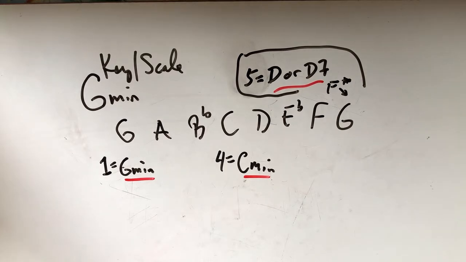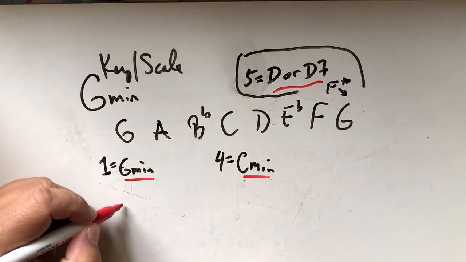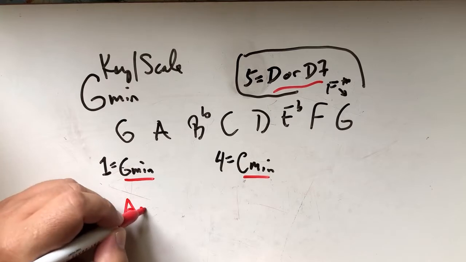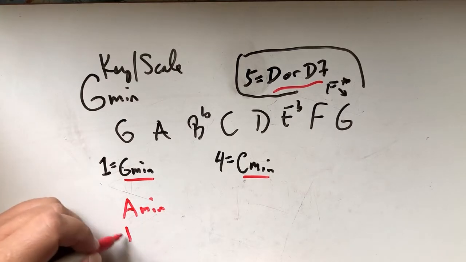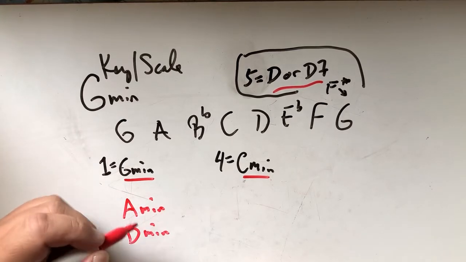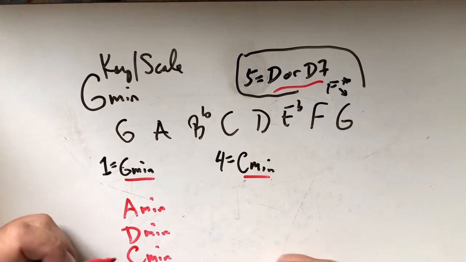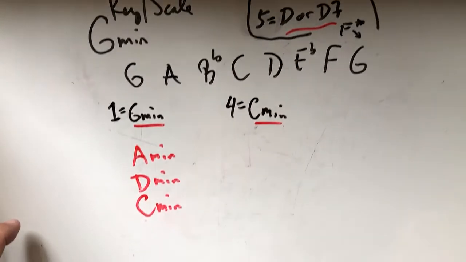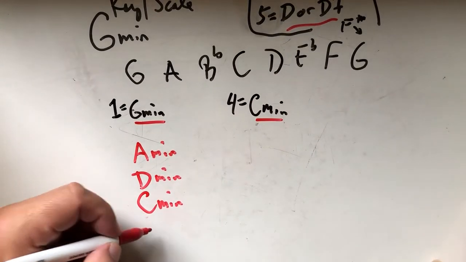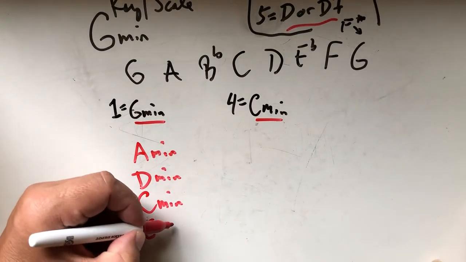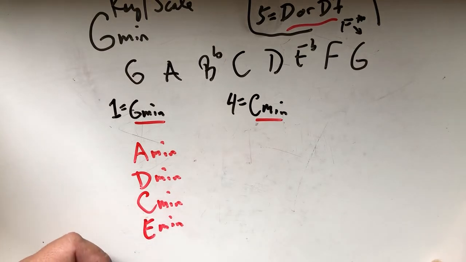But after that, you can say, well, I could do this in any key that I could think of. Let's try it out in the key of A minor. Let's try it out in the key of D minor. Let's try it out in the key of C minor. What other minor keys do we have the 1, 4, and 5 for? Maybe E minor. That seems like pretty good to start with.